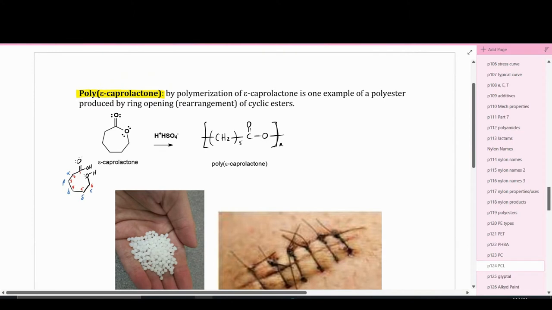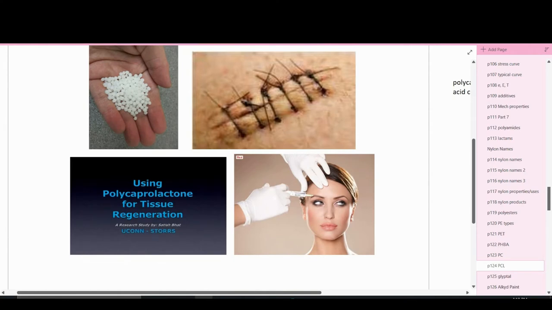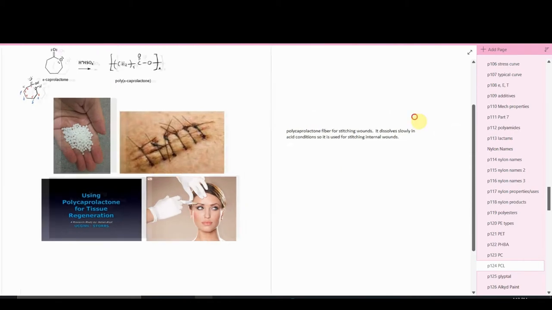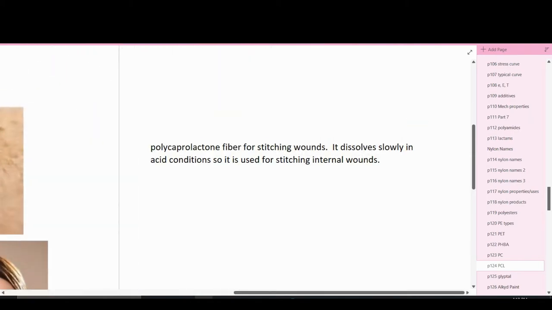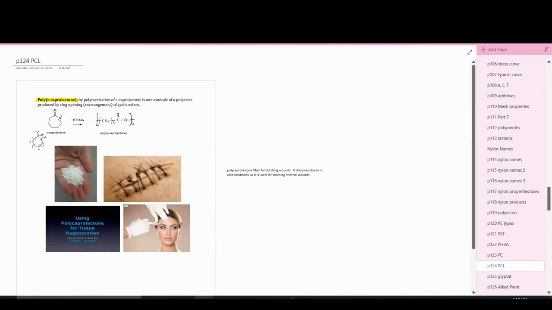And I show it here because, again, it's just so simple and some neat applications for it. It's used to make self-dissolving stitches. It's used for tissue regeneration, apparently. Yeah, it dissolves slowly in acid conditions, so it's used for stitches in internal wounds. Good stuff.